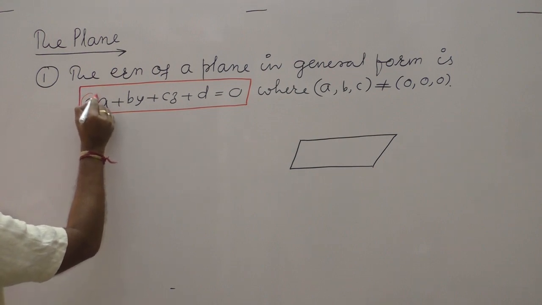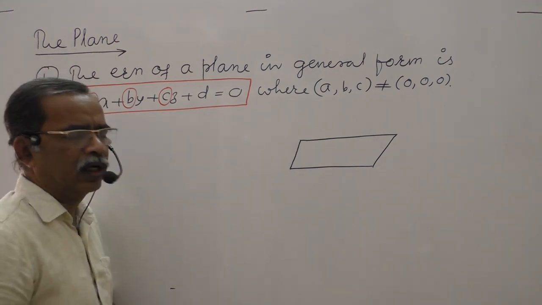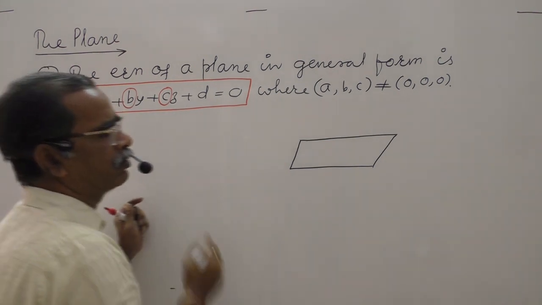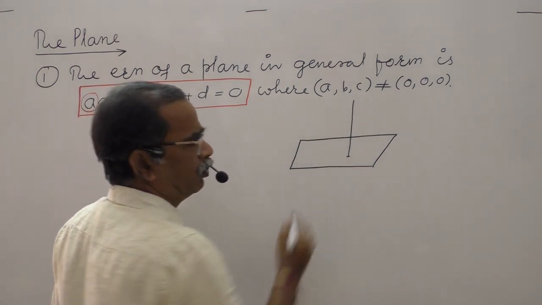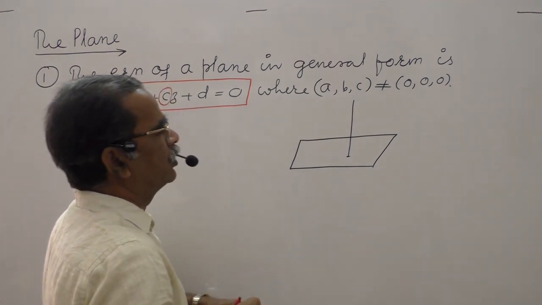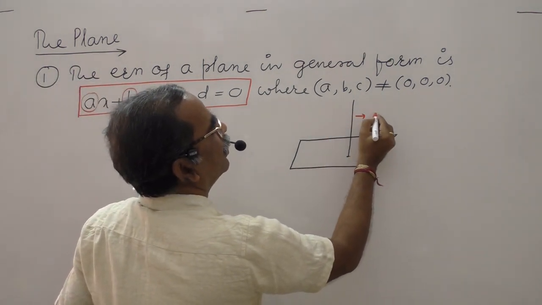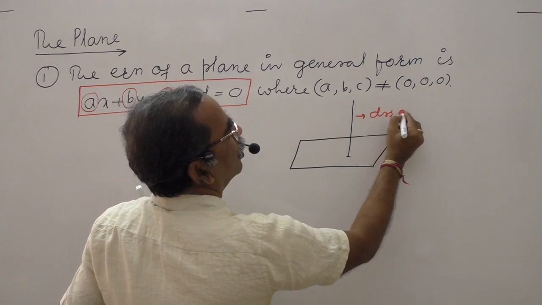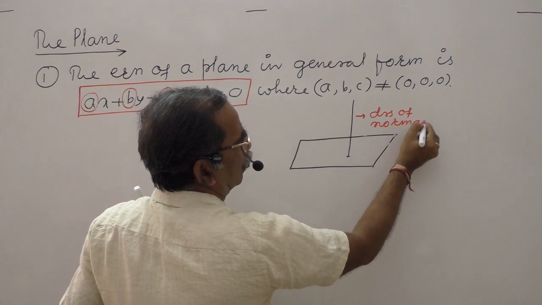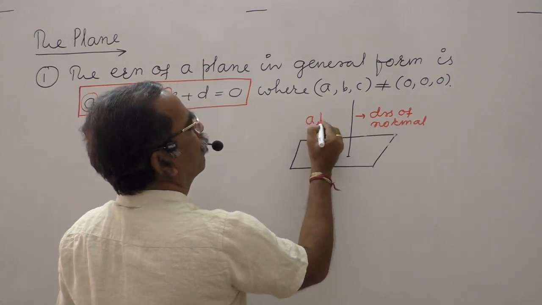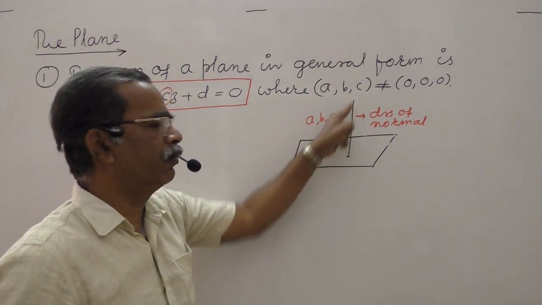Here, x, y, z coefficients: a, b, c. What are a, b, c? They are constant numbers. They are coefficients of x, y, z. This point is important: always x, y, z coefficients. What are the x, y, z coefficients? They are the DRs of its normal. Here the x, y, z coefficients are always the DRs of the normal.